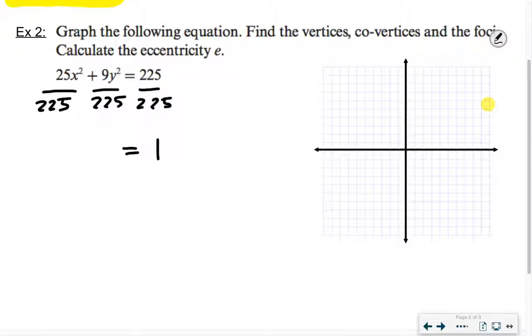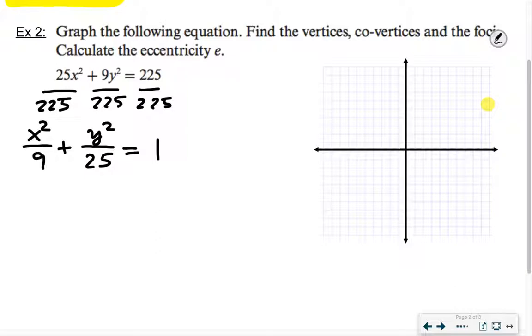Now we got to simplify on the left side a little bit. How many times does 25 go into 225? Well, it'd be 9 times. How many times does 9 go into 225? 25. So y squared over 25.